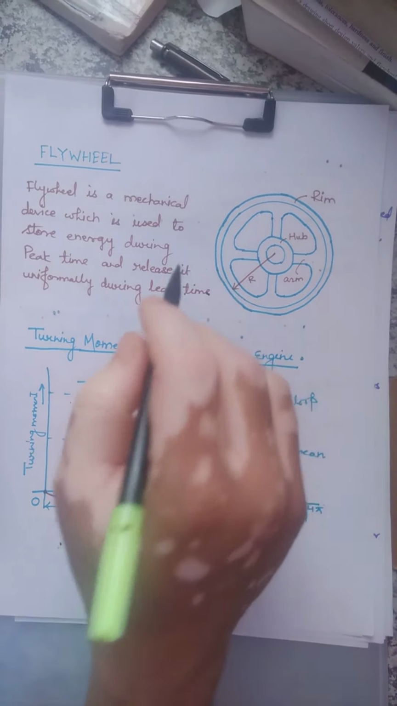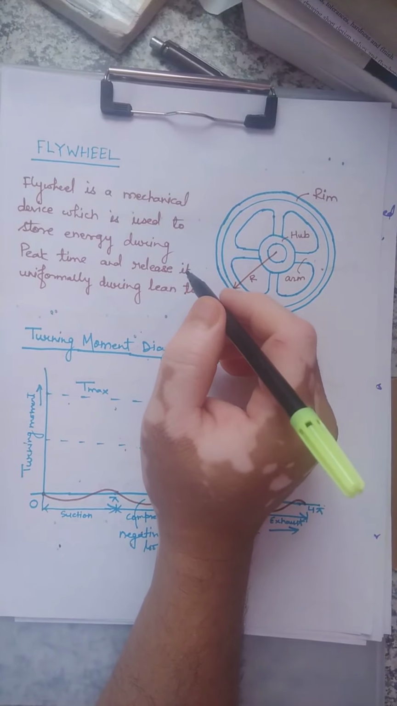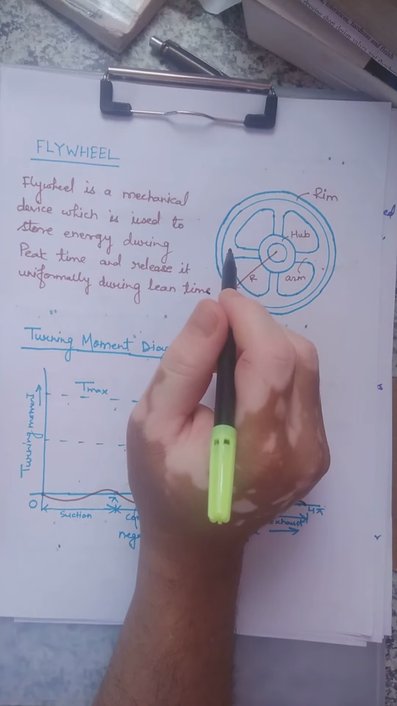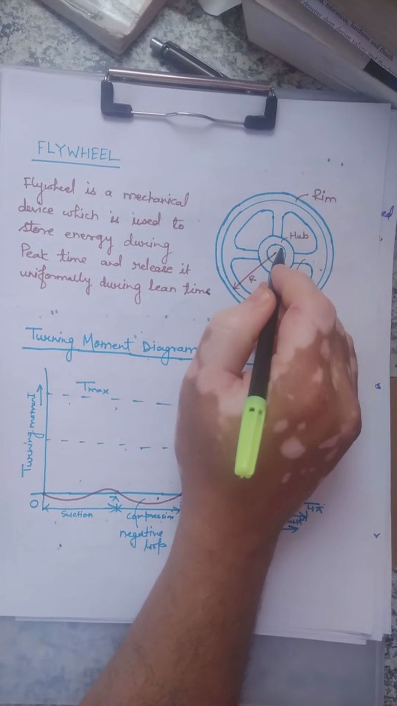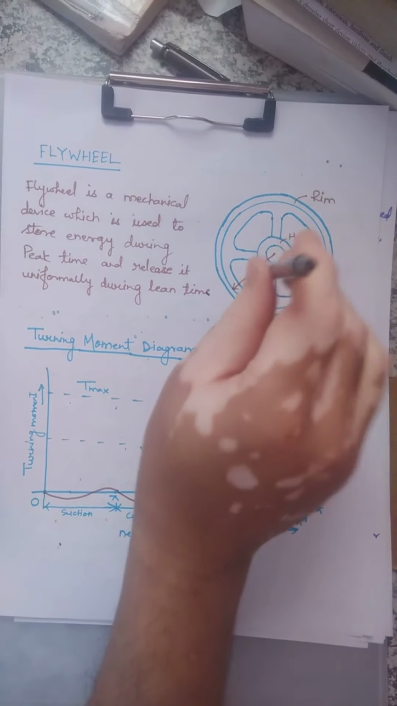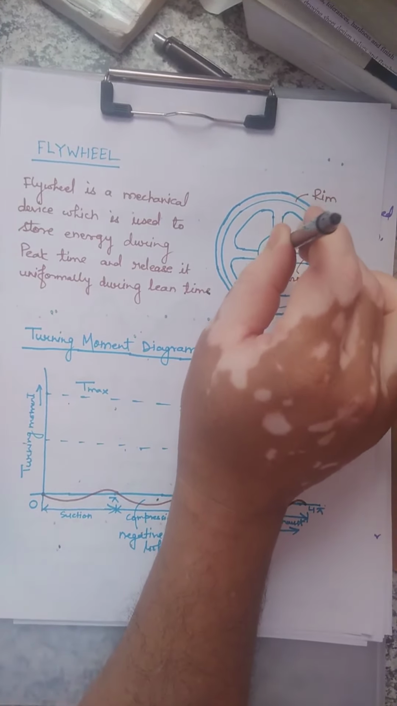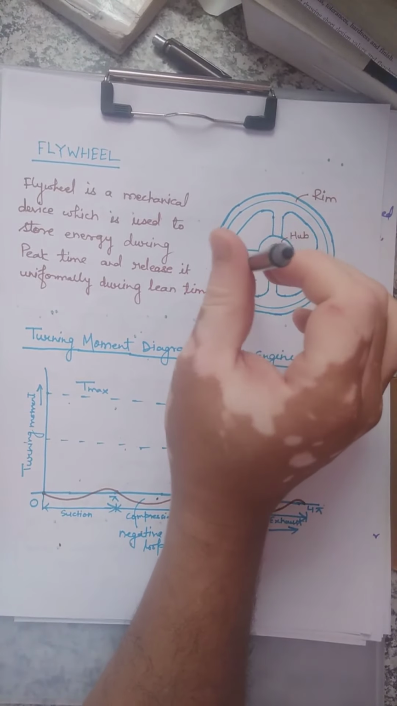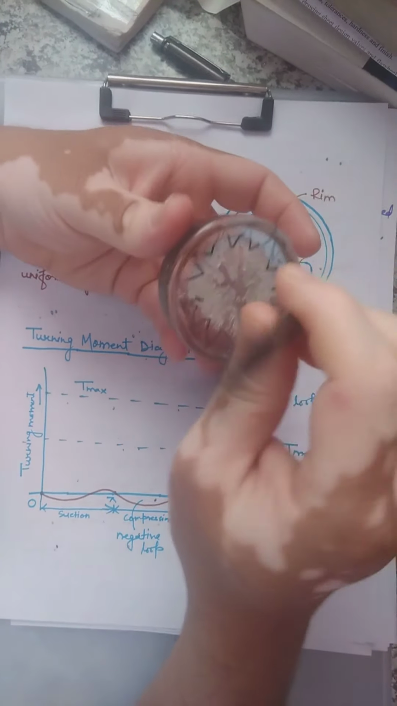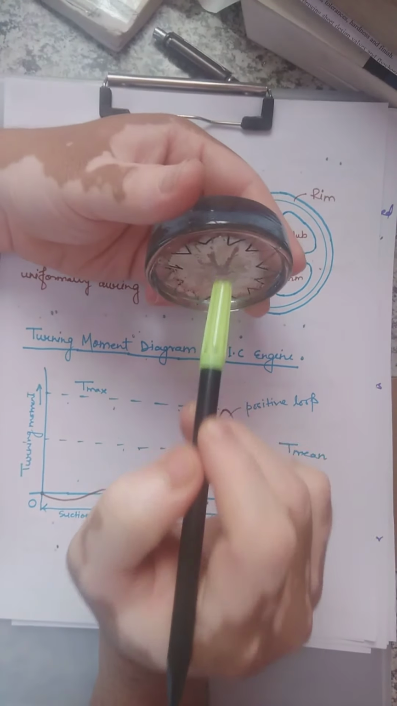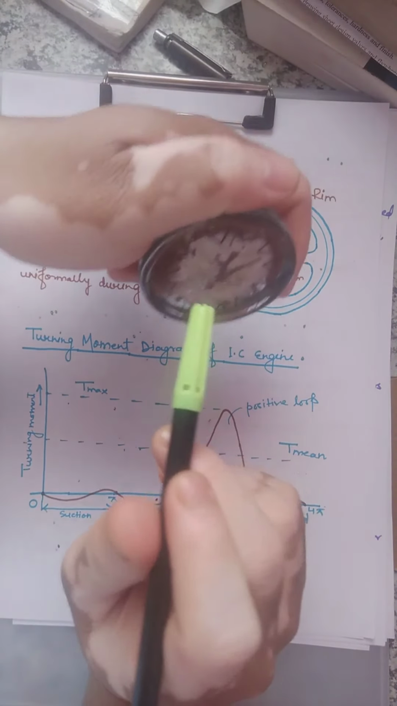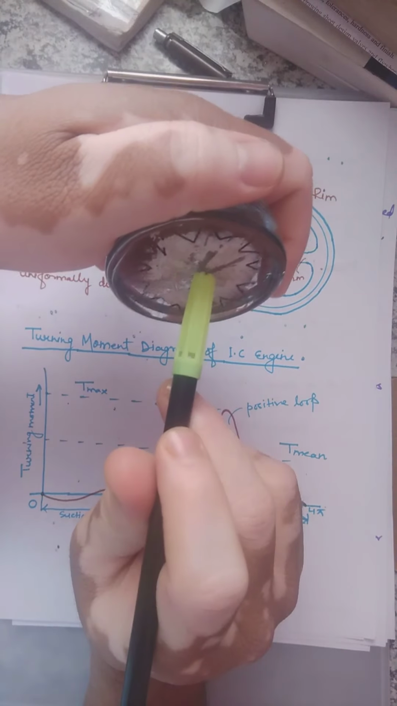Now, the first question which arises in the mind is, what is flywheel? Flywheel is a circular rotatory device which is embedded in a shaft. This is the hub in which the shaft is attached. Suppose this is the flywheel and this is the shaft. When the shaft rotates, the flywheel also rotates in the same direction along with the shaft.